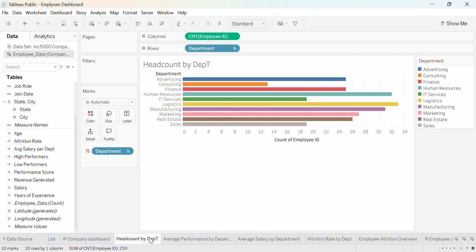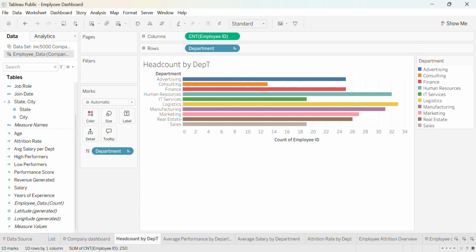Human resources has the highest headcount with approximately 35 employees. Manufacturing follows closely with around 32 employees. Marketing and advertising each have around 25 employees. IT services has around 20 employees, and sales has the fewest employees at approximately 15. What this tells us is that the company has invested heavily in human resources and manufacturing, while the sales team is in the slow lane, which may be limiting revenue growth potential.